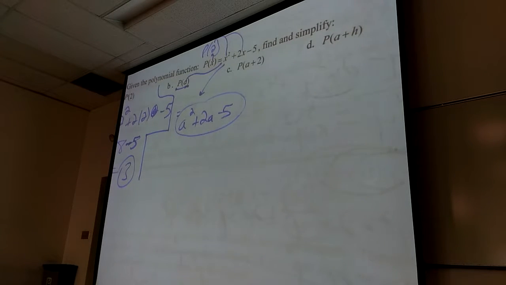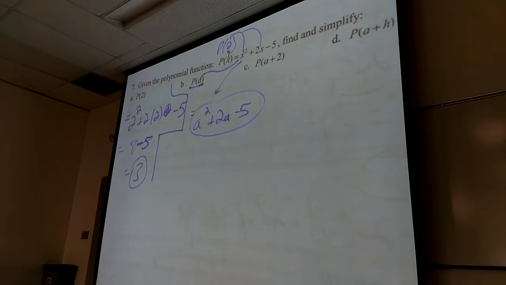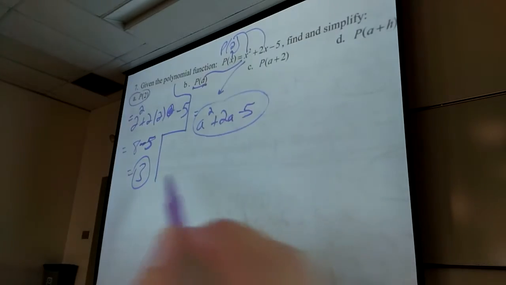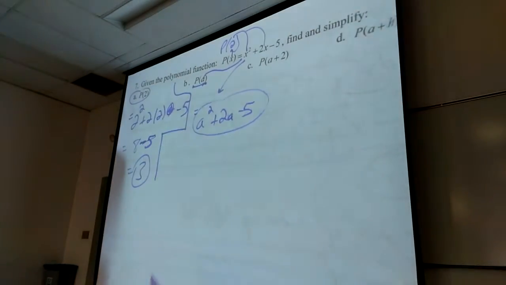You're supposed to plug in the 3 from A to... Oh no, hell no. This does not say A equals P of 2. This says part A is P of 2.